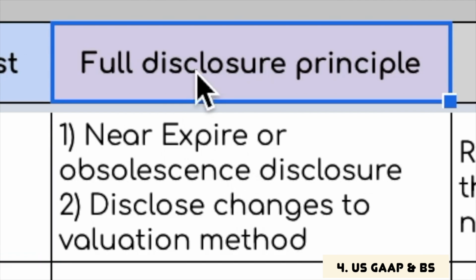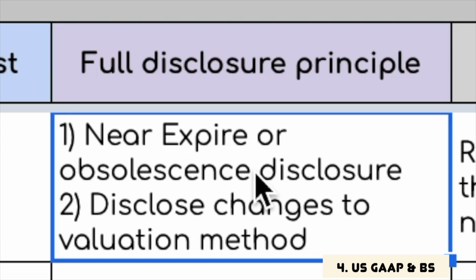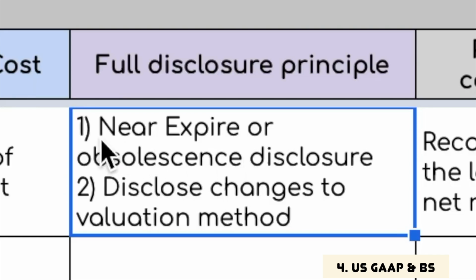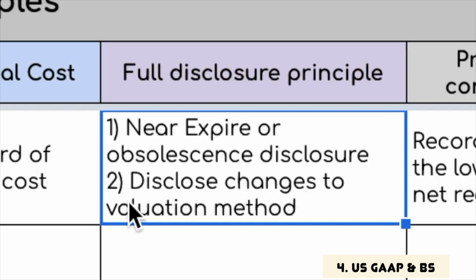The full disclosure principle here says that you need to disclose any material information regarding inventory. And so some of the things that I can think of is near expiration or obsolescence disclosure. And so if you have some inventory that is getting close to be expired or obsolete, basically you need to be disclosing this kind of information because investors would want to know, right? The second item here is disclosing changes to valuation method. And with the full disclosure principle in general, you need to be disclosing any kind of accounting change or accounting principle that you are following. So if you're changing the valuation method for your inventory, this is something that you have to disclose as footnotes to your financial statements.